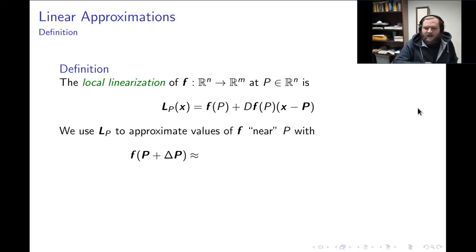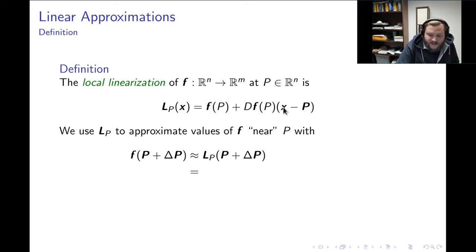Now, the point of studying the local linearization is to approximate the function f when the input is near P. So much like in Calc 1, we use the local linearization to approximate f of P plus a vector delta P. The approximation is that f of P plus delta P is approximated by the local linearization evaluated at P plus delta P. In my formula for local linearization, I'm replacing my input vector x with P plus delta P.